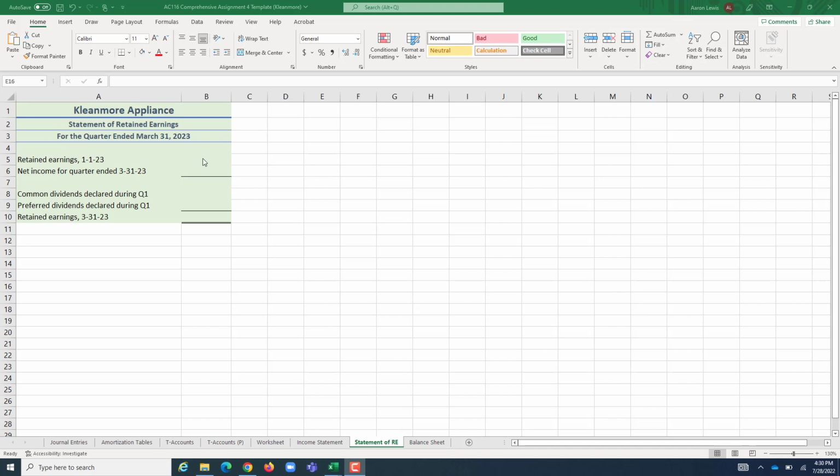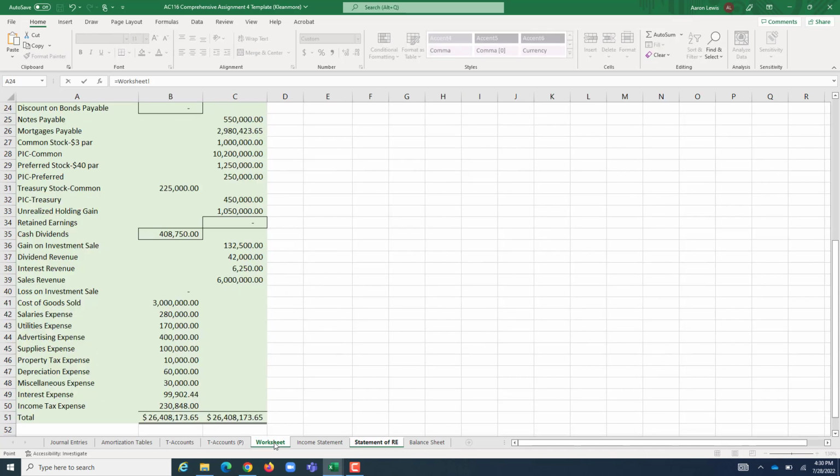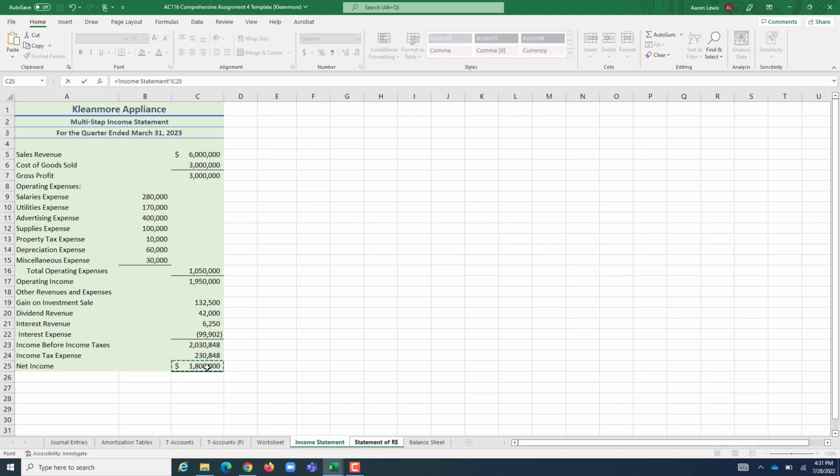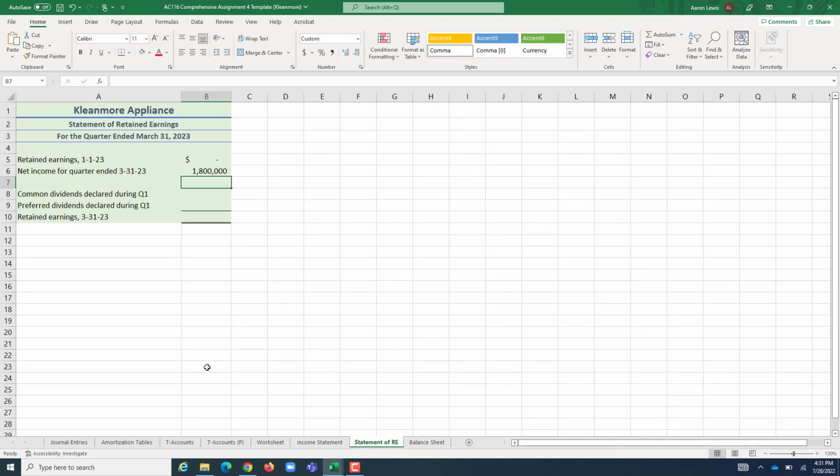So, what do we have here? Well, our beginning retained earnings goes into this column right here. And as we see on our worksheet, I'm going to hit equals and go back to the worksheet. We've got a retained earning balance of a big fat 0. We're going to add to that our net income for the quarter, which we have as well because we just finished our income statement. So if we go to the income statement, we see their net income was $1.8 million.